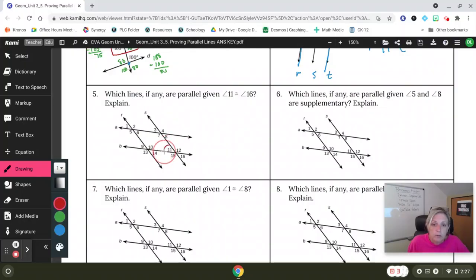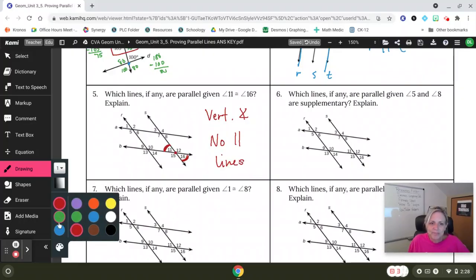So we're going to find angle 11 is here and angle 16 is here. So hopefully you recognize these as vertical angles. And remember that vertical angles do not have a transversal because they're both on one vertex. And so we cannot prove that we have any parallel lines.